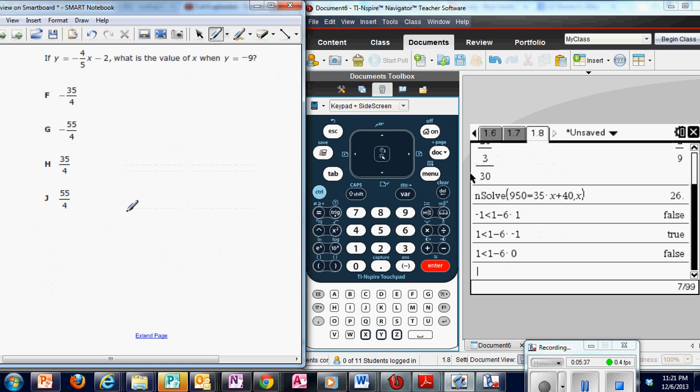Alright, if y equals negative 4/5 x minus 2, what is the value of x when y equals negative 9? This is another insolve. It's simple substitution. If you're not very good with simplifying or solving for variables, insolve is your friend. So what I'm going to type in the calculator is I'm going to substitute.